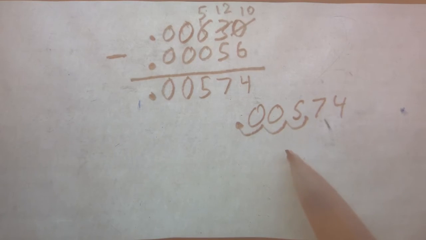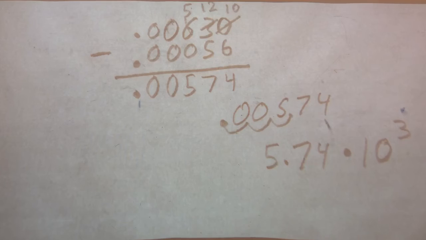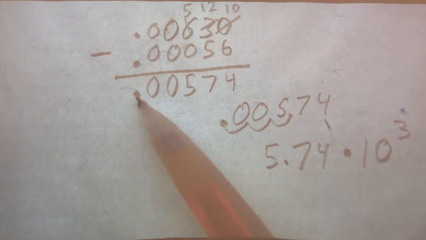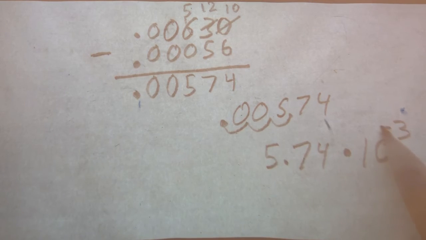So this answer in scientific notation would be 5.74 times 10, and then we need to choose the exponent. The exponent is always the number of times you move the decimal, and then you choose positive or negative for that exponent based on whether or not this number had a very small value or very large value. By that we mean it's 0.00, so a very small value. So this is a negative exponent.